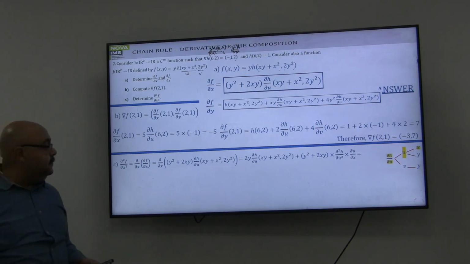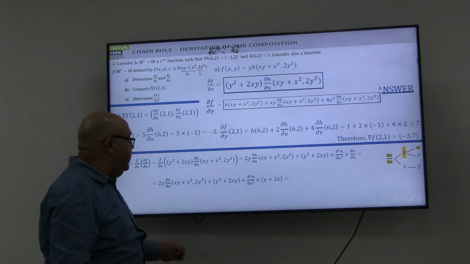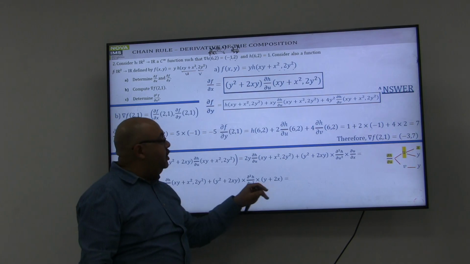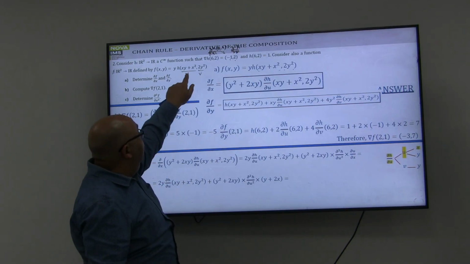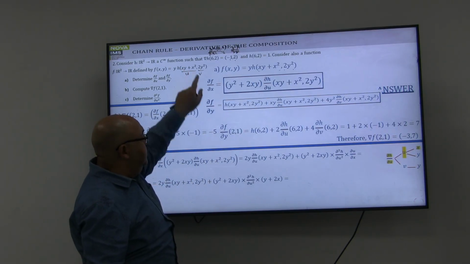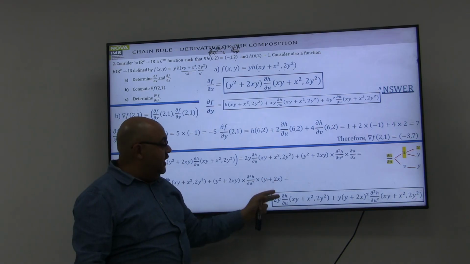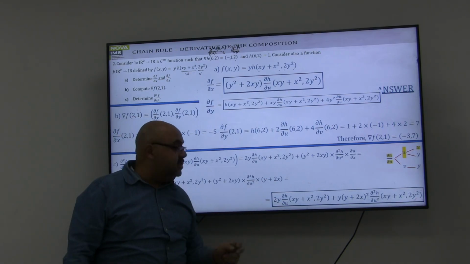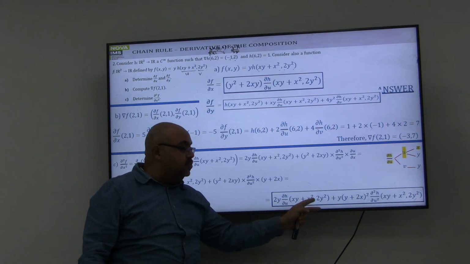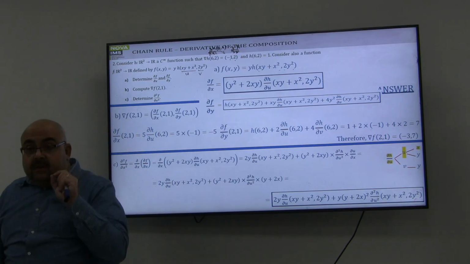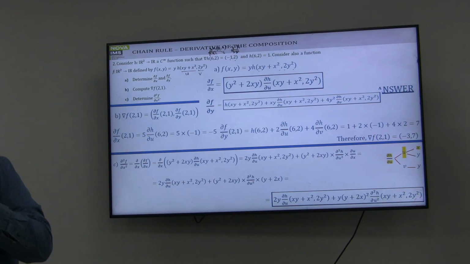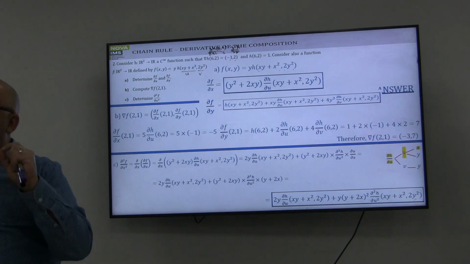So simply, this is going to be the case. Differentiating u once more with respect to x, which will leave you with y plus 2x, as you can see. And that's the final form, of course, after writing xy plus x squared plus 2y squared. This is really a very important problem. As you can see, it was 5 marks.